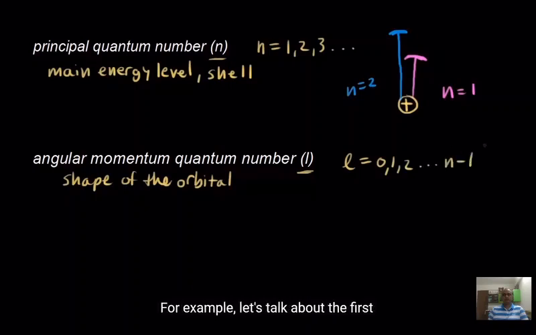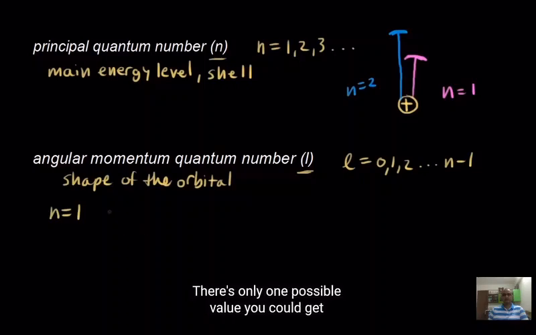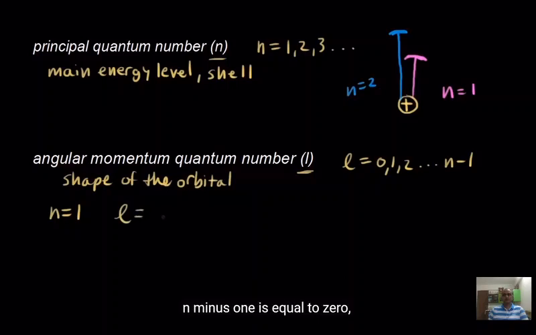For example, let's talk about the first main energy level, or the first shell. So n is equal to 1. There's only one possible value you could get for the angular momentum quantum number L. n minus 1 is equal to 0. So that's the only possible value, the only allowed value of L.